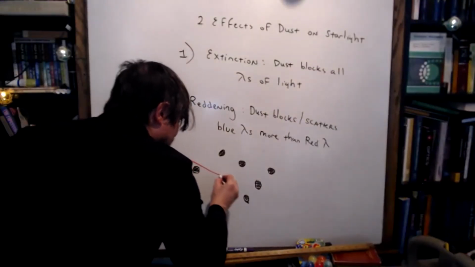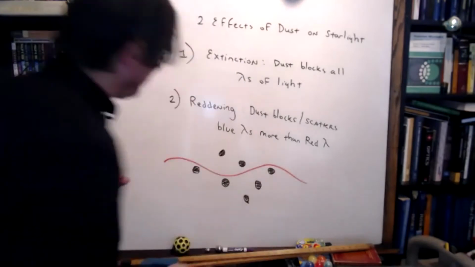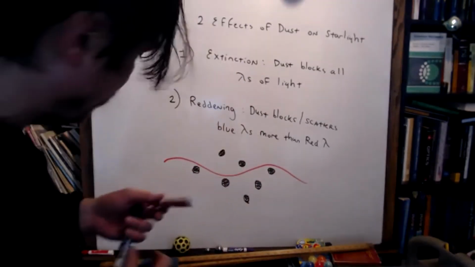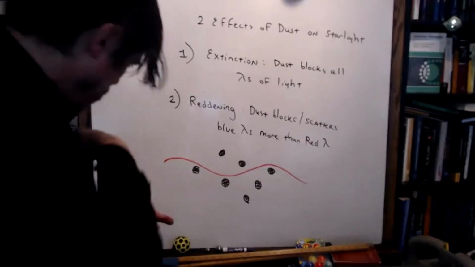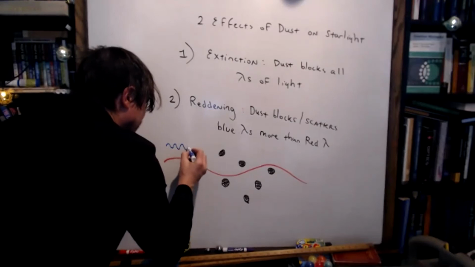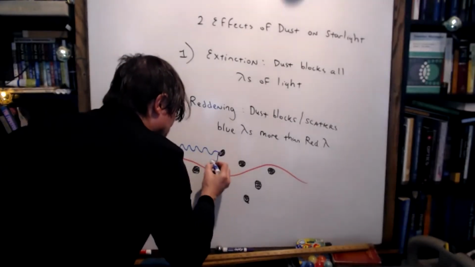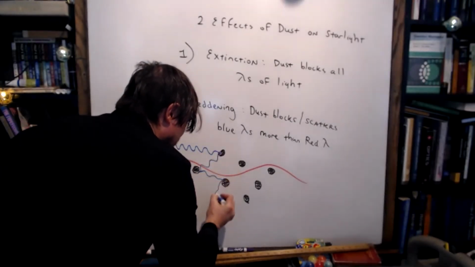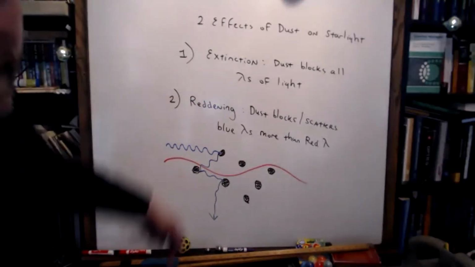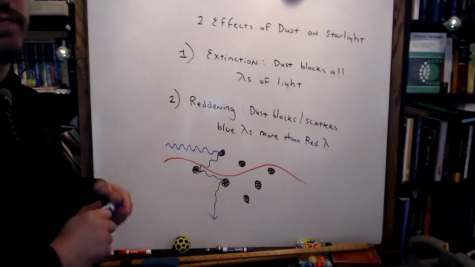With red wavelengths of light, because they're longer wavelength, they can kind of wiggle their way through the dust without hitting as many grains. Whereas the shorter blue wavelengths of light more frequently bump into the dust grains and they end up getting scattered kind of sideways or out of the field of view.